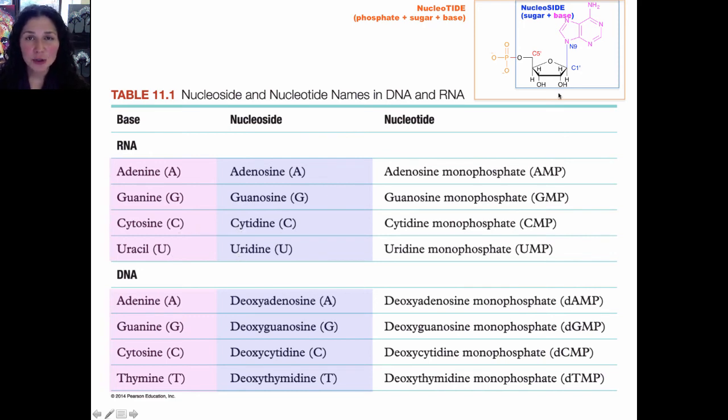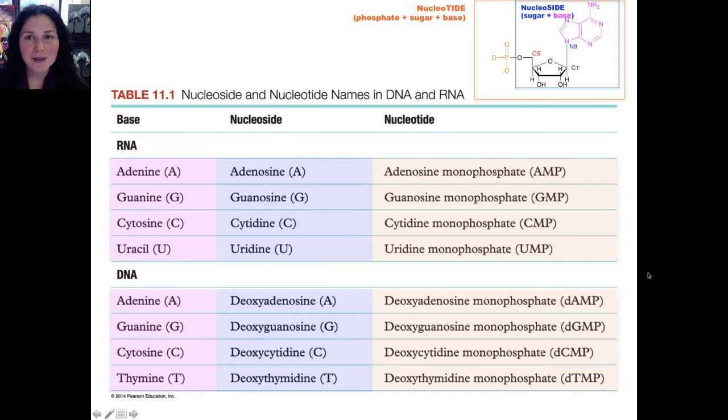If instead you use deoxyribose, you simply put deoxy in front of the name. Adenine with deoxyribose is deoxyadenosine. Guanine with deoxyribose is deoxyguanosine, and so on. When you add a phosphate group, if it's just one phosphate group, you simply add monophosphate to the end of the name of the nucleoside. Take a moment to examine this table and make sure that it makes sense to you.